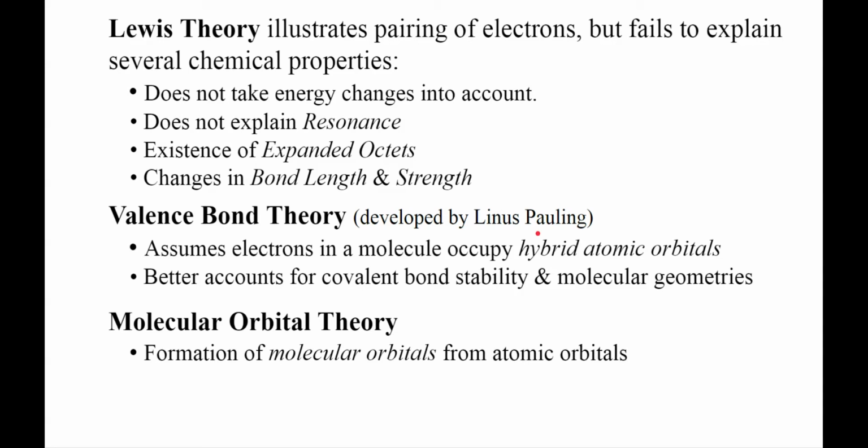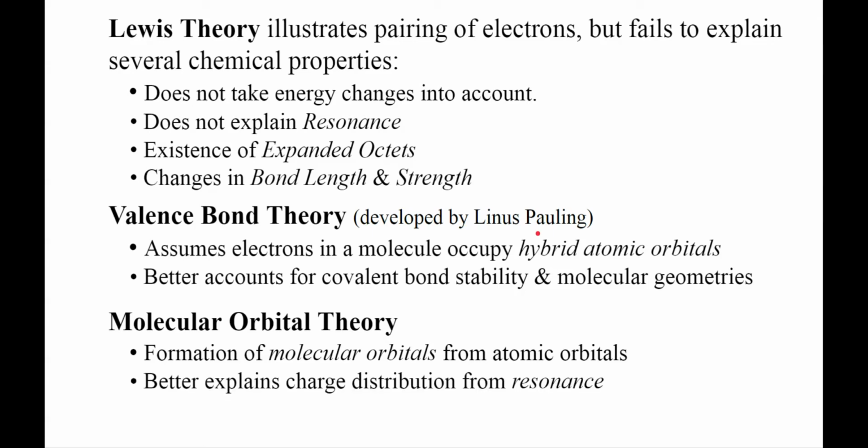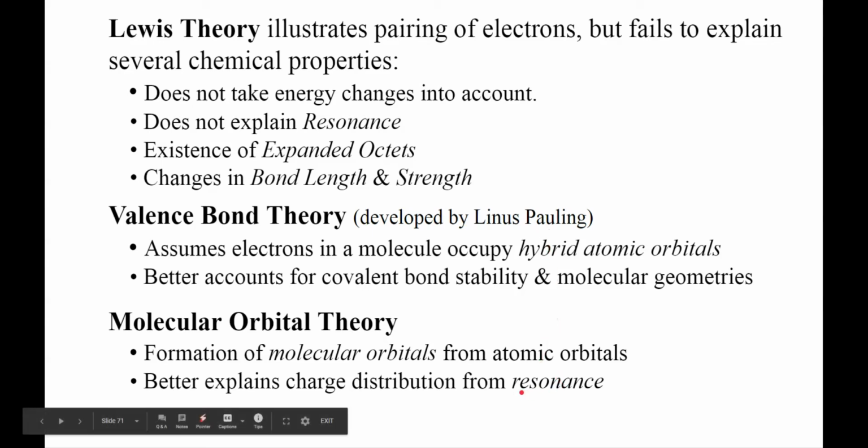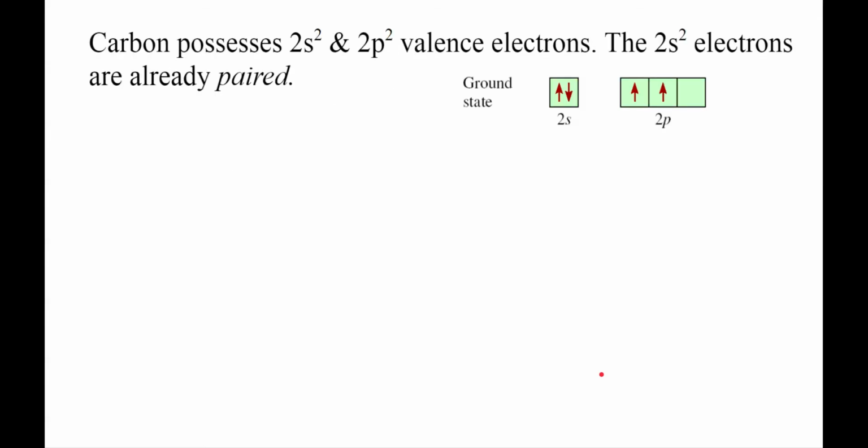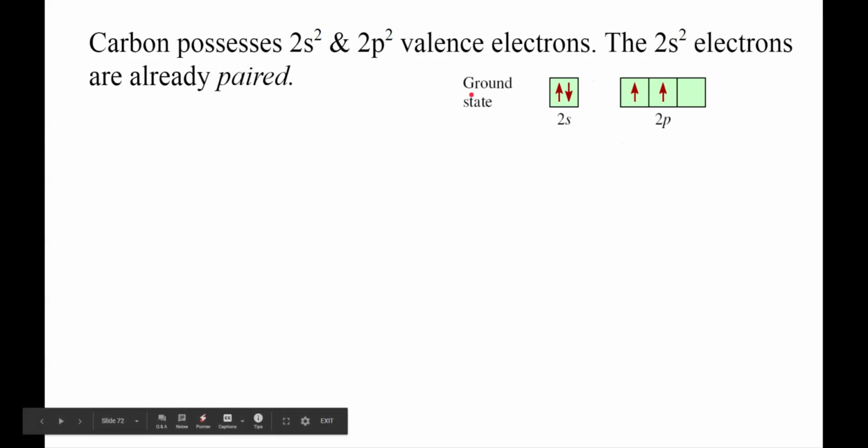With this, instead of atomic orbitals, we'll talk about molecular orbitals hybridizing, but we'll get to that. And in this one, we'll better explain resonance, which, again, from the last video, resonance has to do with how certain structures have partial double bond character, where a single Lewis structure can't really show how they actually exist. So to get started, I want to point out a few things where Lewis theory breaks down. For one, if we were to look at the ground state configuration of carbon, 2s2, 2p2 is the valence.